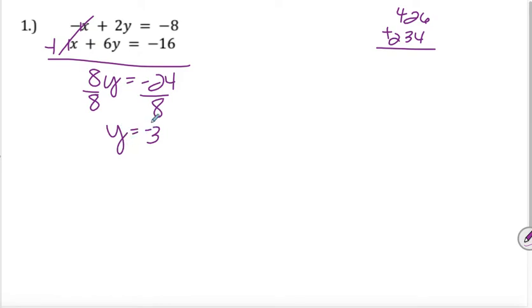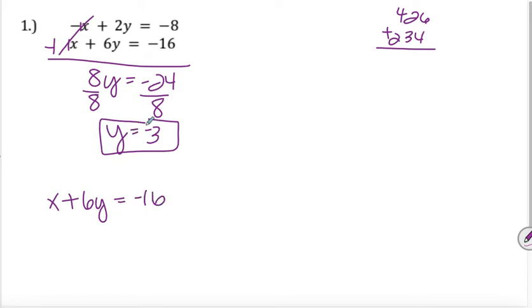Now we want to plug this y equals negative 3 back into the top or the bottom equation. It doesn't matter which one. You can plug it into both if you want. You'll get the same answer for x if you're doing it correctly. Whichever one you think looks easier to work with. I'm just going to pick this bottom equation since x was positive. That's the only reason why. Some of you might pick the top equation because those numbers are smaller, and that's fine too. So the bottom equation here is x plus 6y equals negative 16.